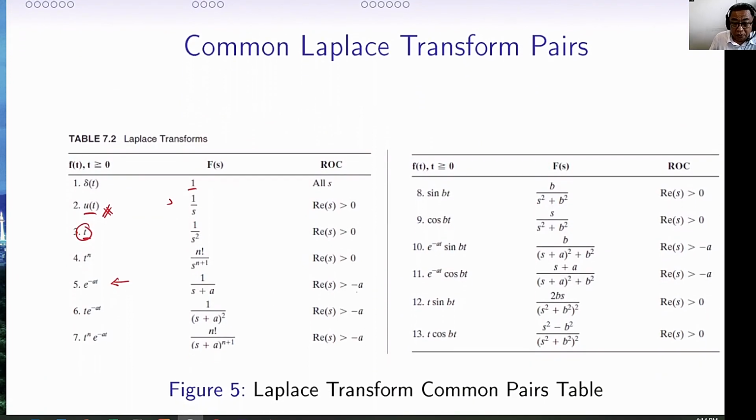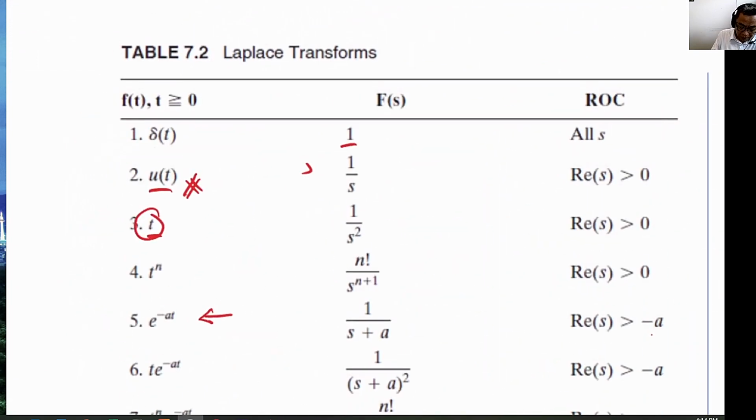These are 13 most common Laplace transform pairs. In this table, there are three columns. The first column shows f of t. So we have delta t here, u of t here, t here, and so on. Note that all these functions of time are for t greater than or equal to 0, implying that they are causal signals.